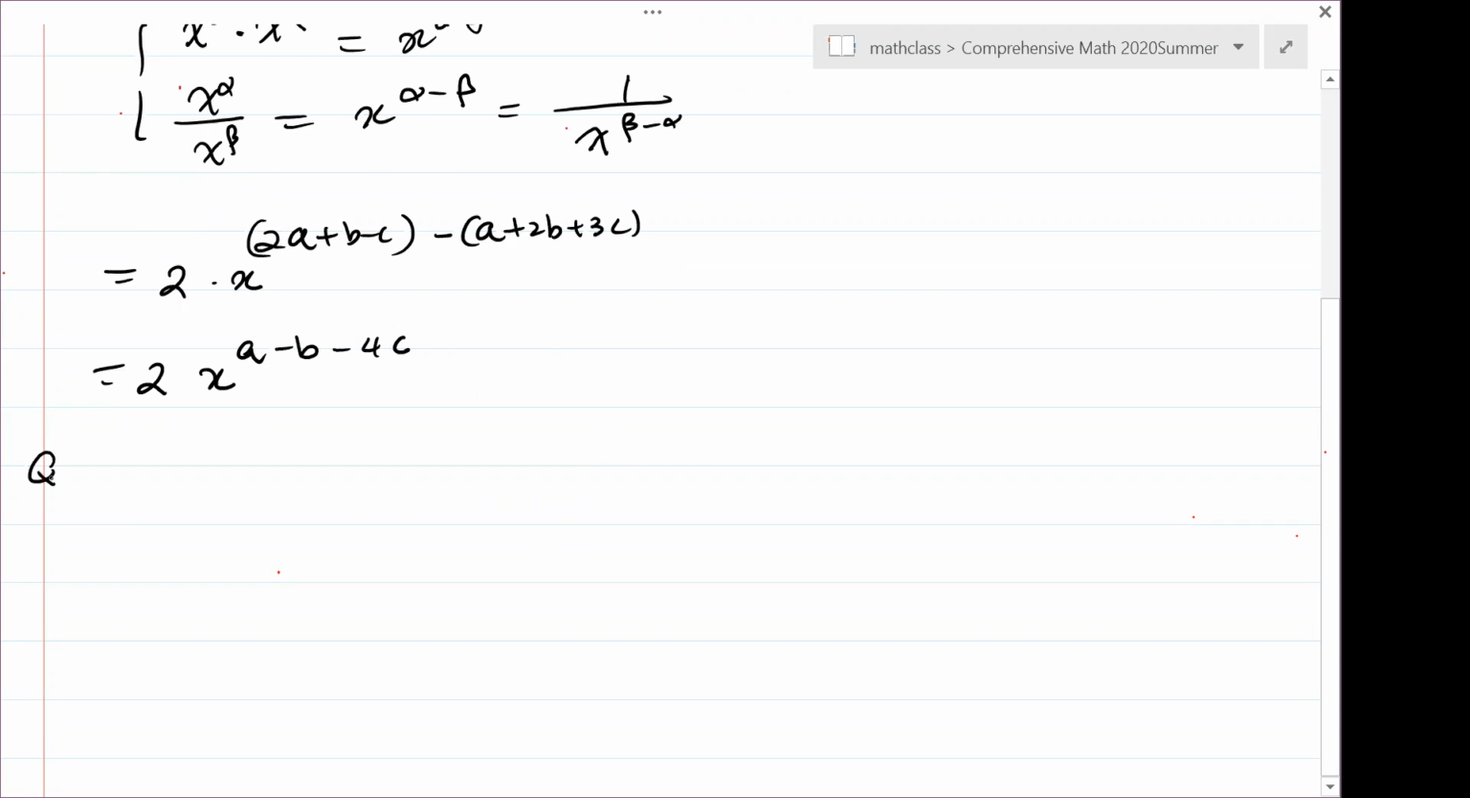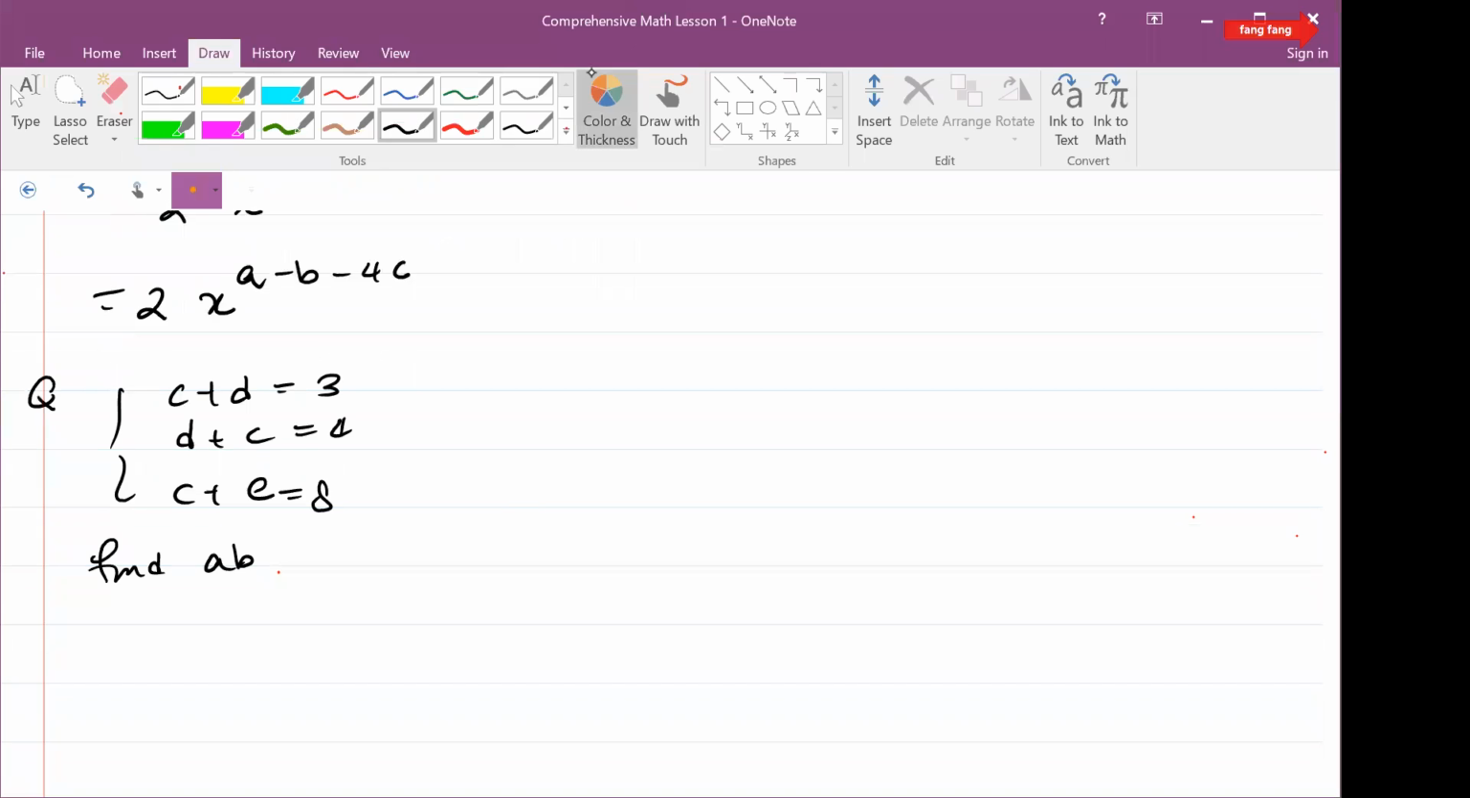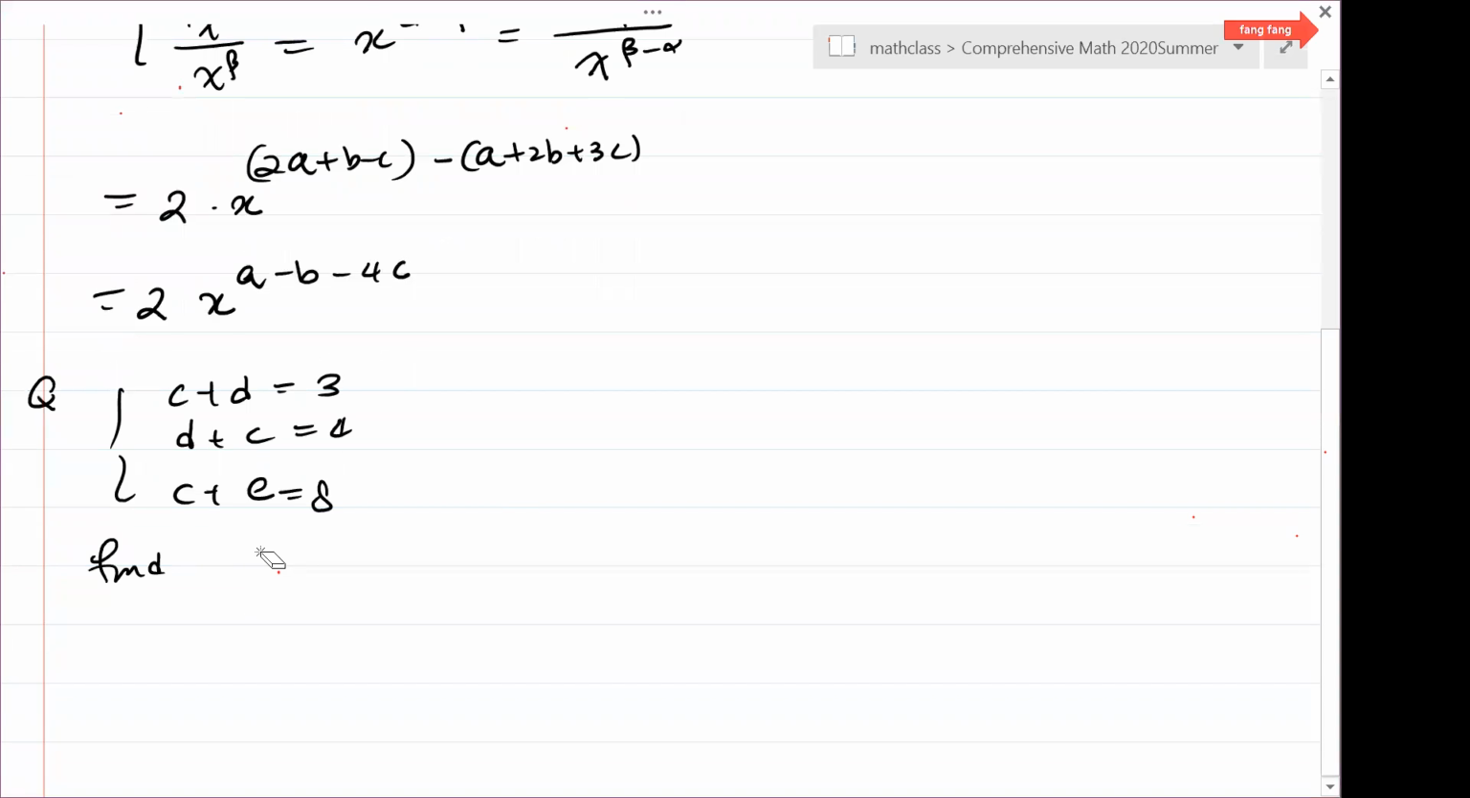Now we begin with equations. Suppose you have 3 equations: c plus d equals 3, d plus e equals 4, c plus e equals 8. We want to find out c, d, e. Now what is the best way to solve this type of problem? C, D, E.